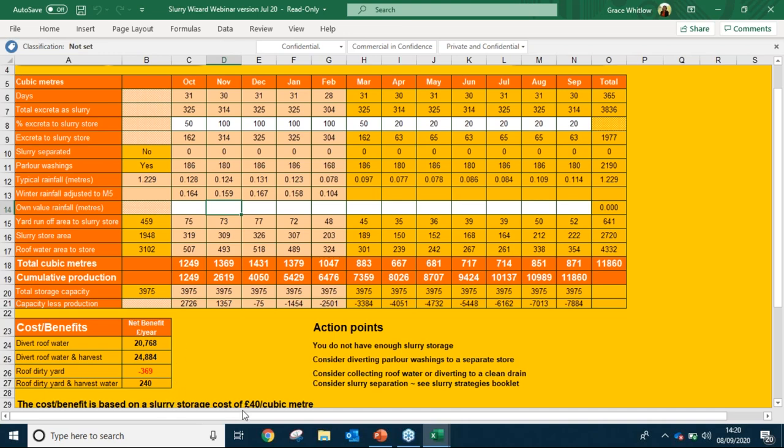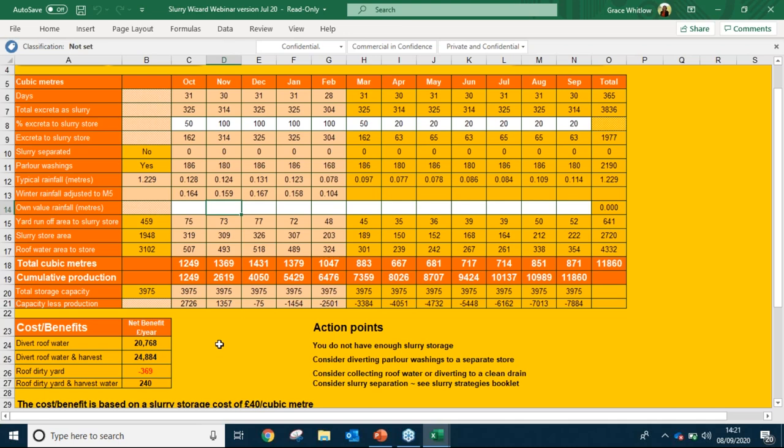And in this case, to the tune of £40 per cubic metre, capital cost of slurry storage. And of course, the spreading cost as well, so the cost of spreading that water once it's been captured. You'll remember back on the early pages, those figures can be changed. So if the cost of providing the slurry storage was less, for example, if it was an earth bank lagoon, then that figure can be changed. That will change this £40 a cubic meter figure, and hence change the cost benefit.